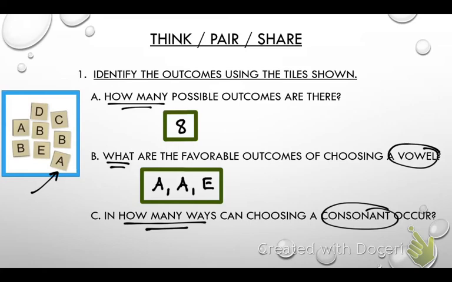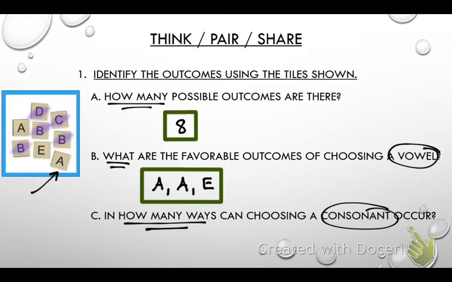Jace, name something that's not a vowel. D. What's another one, Nasir? B. What's another one, Madison? C. What's another one, Jocelyn? B. Another B. Ellie, what's another one? B.